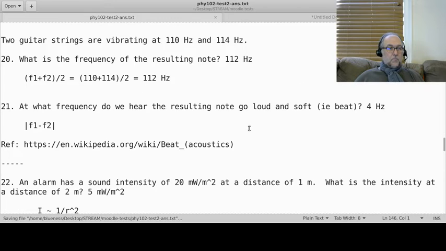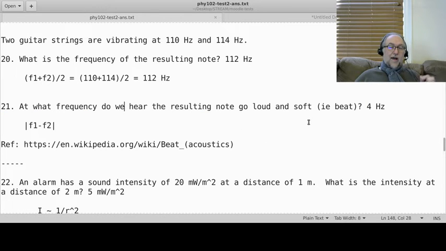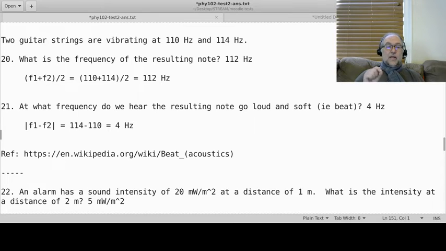Now, the frequency that you actually hear the note go loud and soft, that's called beating, okay? So that turns out to be 4 hertz, and it's just the difference between the two. And in absolute values, because it doesn't matter which one's bigger than the other, we'll just take the bigger one, 114 minus 110, and that just gives you 4 hertz like that, okay? And that's not the frequency of the note, that's the frequency at which you hear the thing go loud, soft, loud, soft, loud, soft.